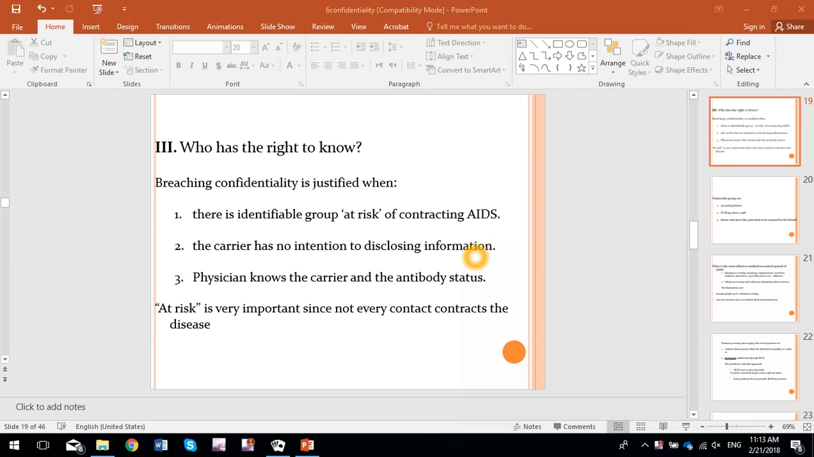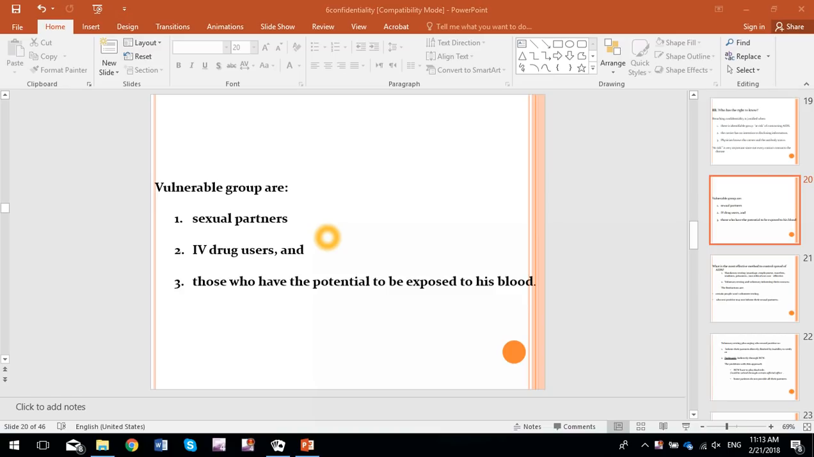Now, at risk means that the contact with the HIV positive patient is at real risk, because not every contact with the patient can contract AIDS. Vulnerable groups in this case are the sexual partners, IV drug users, and those who have the potential to be exposed to his blood, like the healthcare workers.